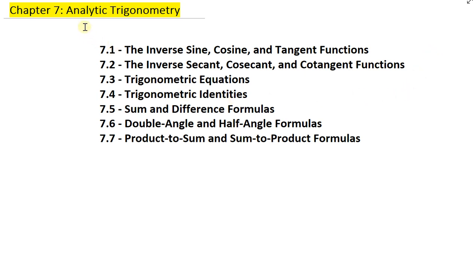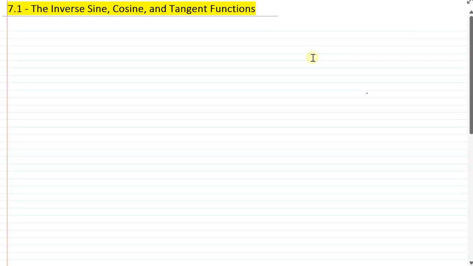In chapter 7, we're going to be covering 7 sections, so it's a rather long chapter, but it's one of the most important aspects of trigonometry, what we do in this chapter. In particular, solving trig equations is a key skill that we would like to really learn and go forward with. So let's begin with section 7.1, the inverse sine, cosine, and tangent function.